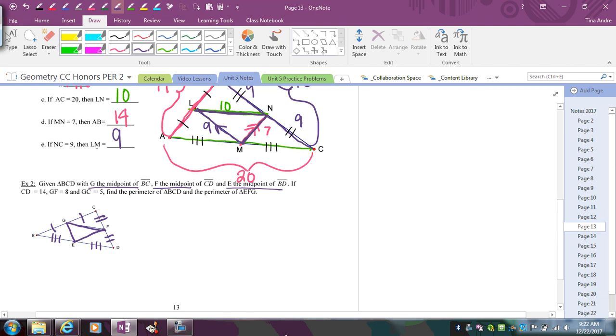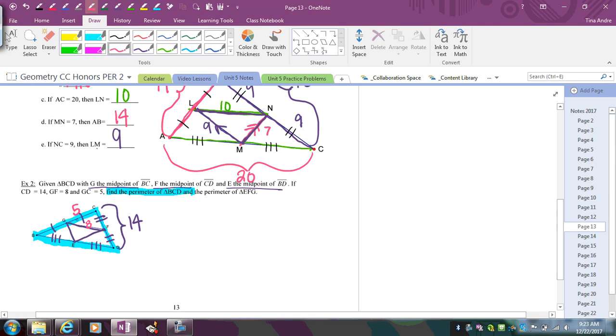So it says CD, so this entire thing is 14. GF is 8. And GC is 5. We are trying to find the perimeter of triangle BCD. So BCD is the big triangle. We want to find the perimeter of that. So that means we have to be able to add up all the sides. So find some missing information here.